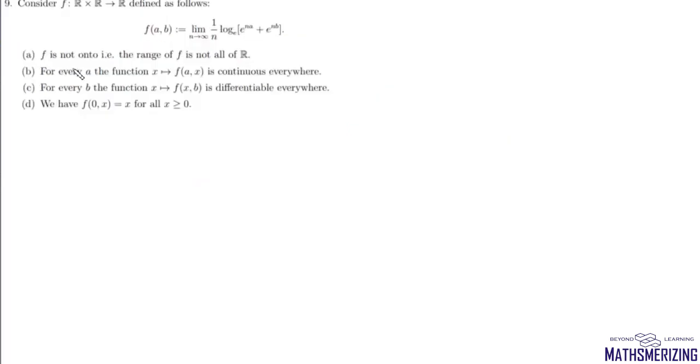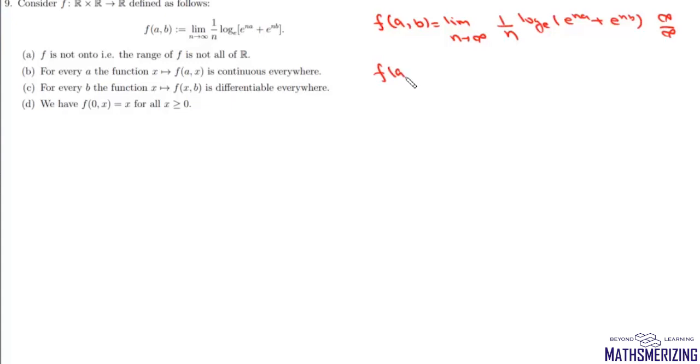And in question number 9, we need to check for each statement A, B, C, D whether it is true or false. Now we are given this function f(a,b), which is defined as this limit n tends to infinity of 1 by n and then log to the base e of e to the power na plus e to the power nb. Now since n is positive, this is an infinity upon infinity form. So we can use L'Hopital's rule.